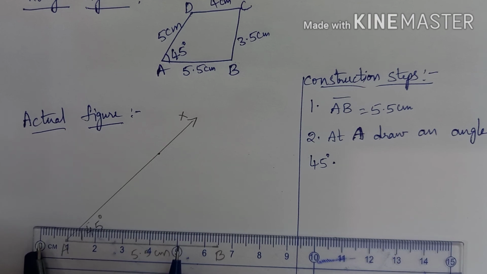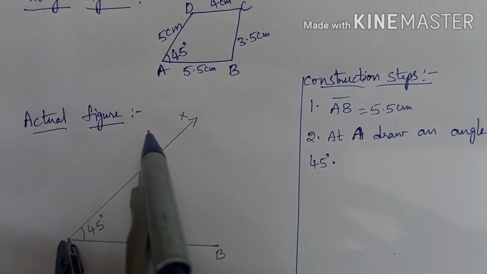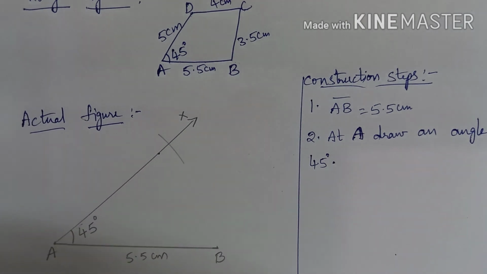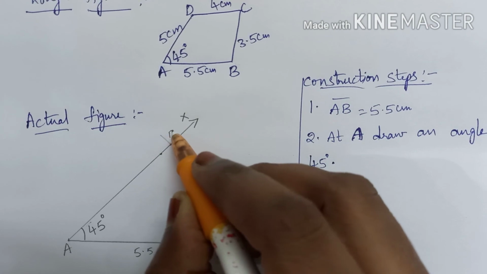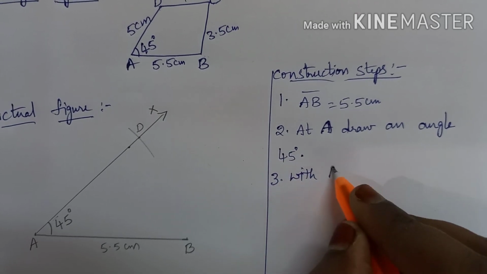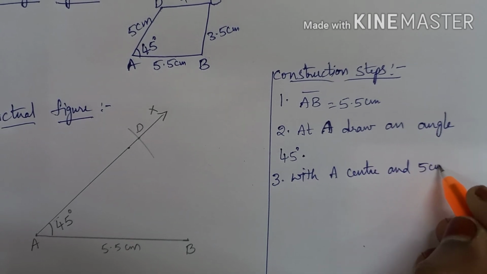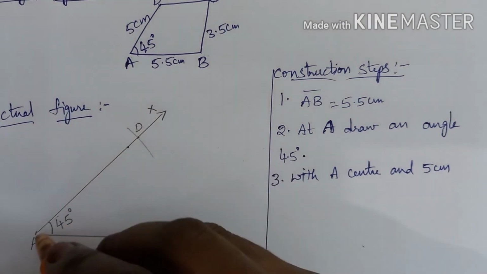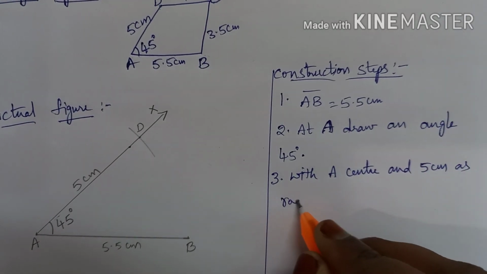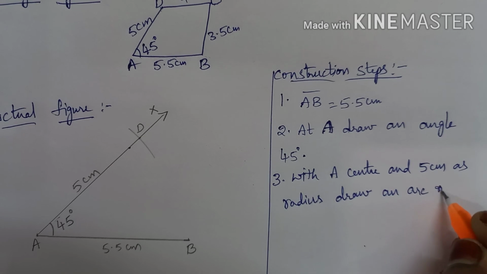See children, with A as center, draw an arc on X. The intersecting point is D. So, with A as center and 5 centimeters as radius, AD is 5 centimeters. Draw an arc on the X-ray.